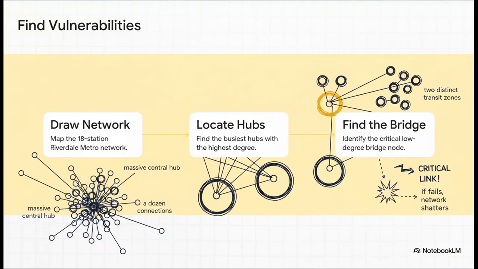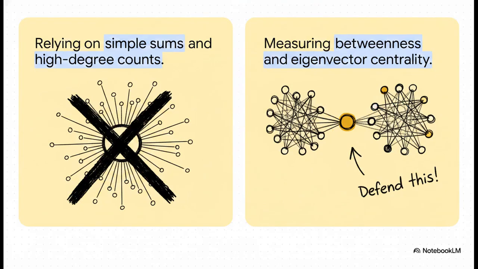Watch what happens when we actually sketch out the transit map. We might immediately notice a massive central hub with a dozen connections. But the true load-bearing structure is often a quiet little bridge node. When we highlight that low-degree node in mustard yellow, we see true criticality. It might only have 2 connections, but it single-handedly links 2 distinct transit zones. If that node fails, the whole network basically shatters. That right there is why we completely abandon the naive reliance on simple sums or high-degree counts. Measuring betweenness and eigenvector centrality actually tells you which nodes you need to defend.